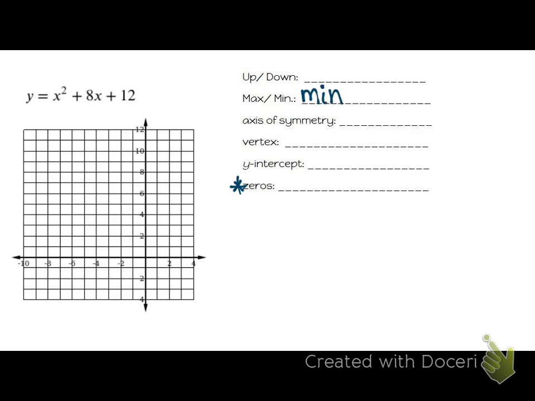There's no negative on my first term there. Okay, so a minimum value, is that going to have the graph opening down or up? Up. So the graph is going to open up. Once we determine that, we're able to find the axis of symmetry. What is the formula for the axis of symmetry?